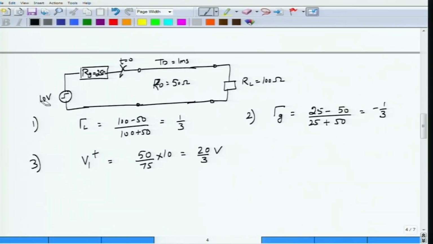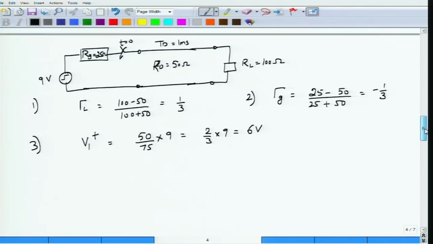So, let us change this one from 10 volts to 9 volts just to get some nice numbers. So what we get here is 50 by 75 into 9, which is 2 by 3 into 9, or this is 6 volts. Okay. So, this is the initial voltage that we are launching on the transmission line.